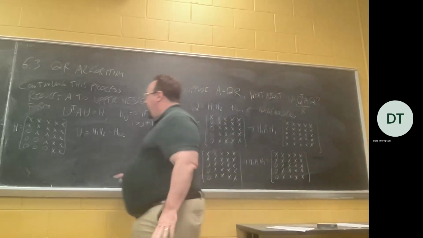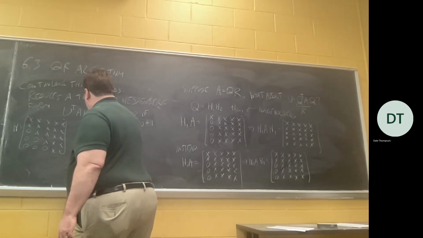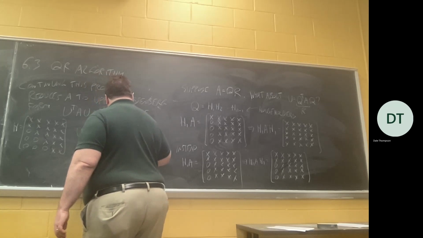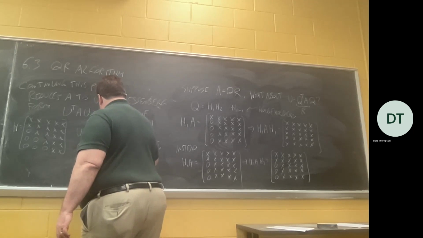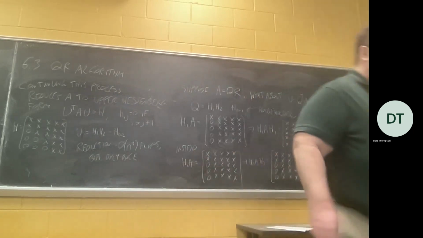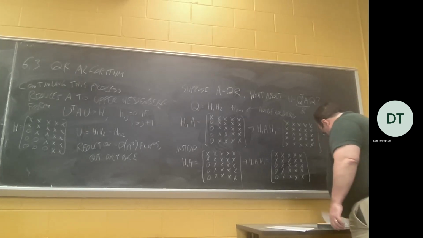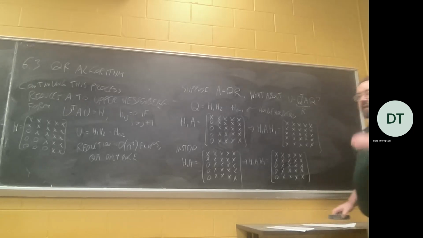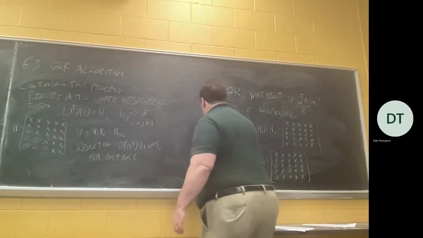Now, since this is similar work to what's under QR, the reduction to Hessenberg form requires order n cubed operations. But that's okay. You only do it once at the start before you commence the actual QR iteration. Are there any questions about the initial Hessenberg reduction?